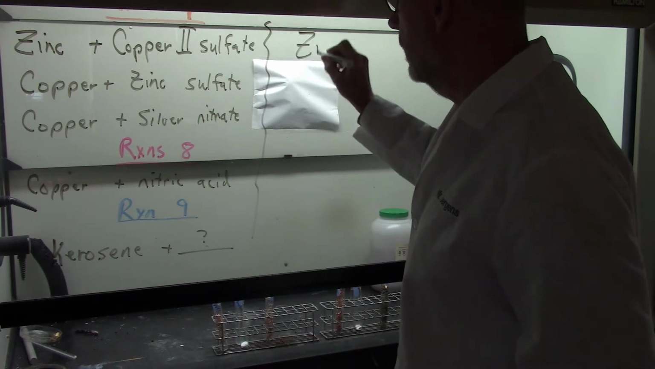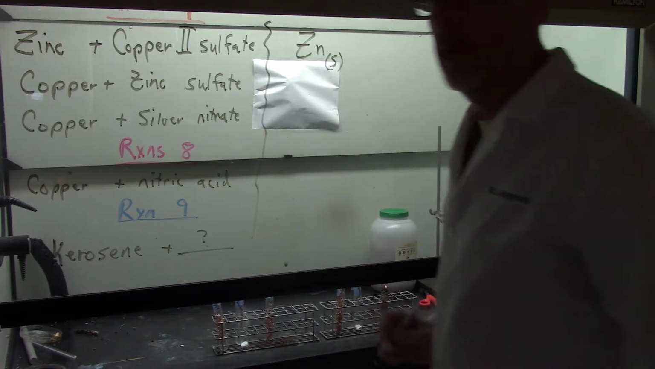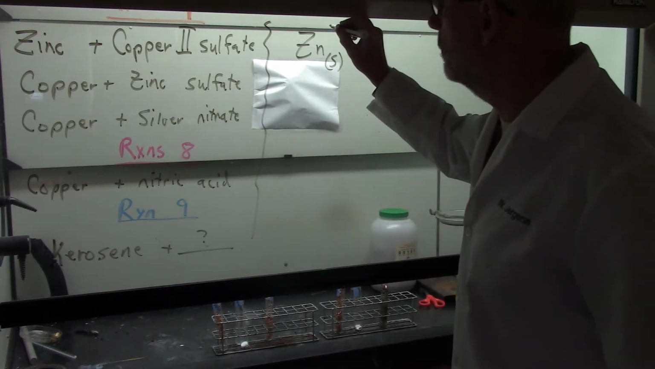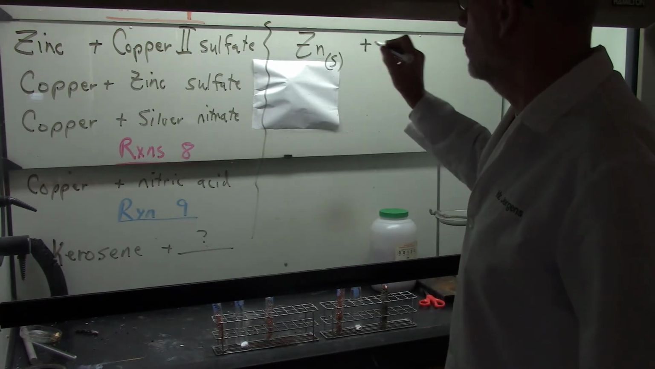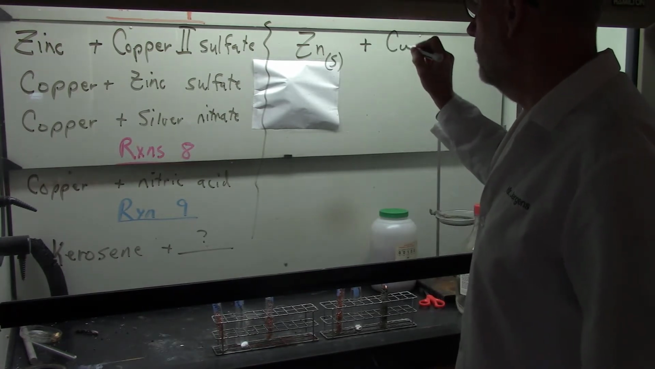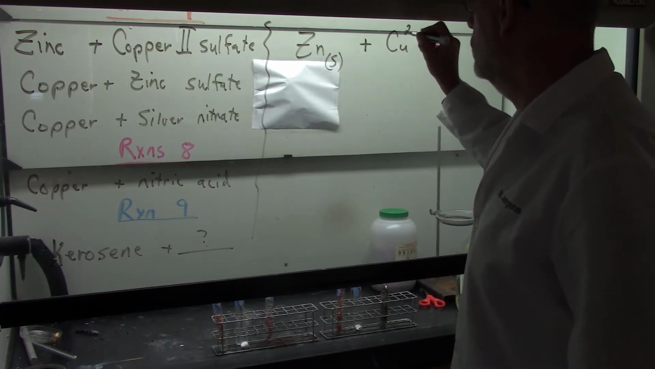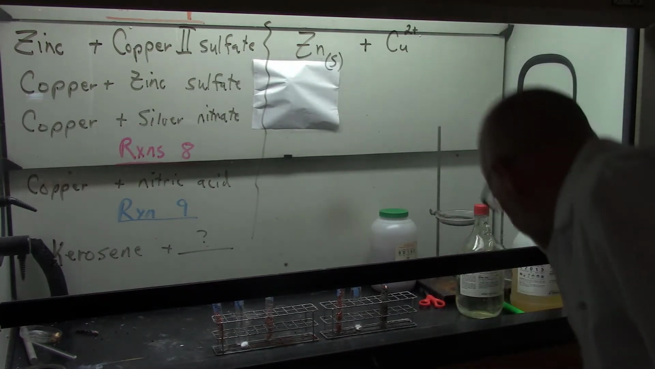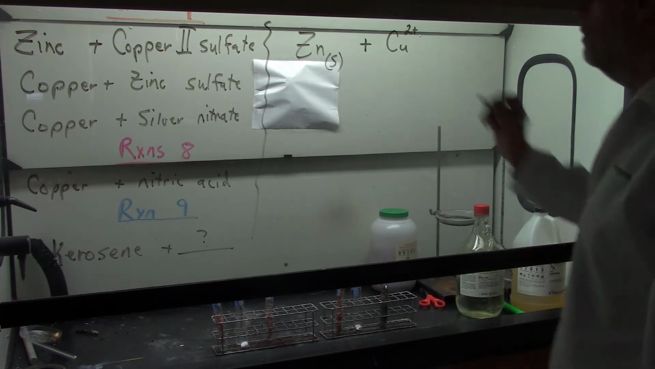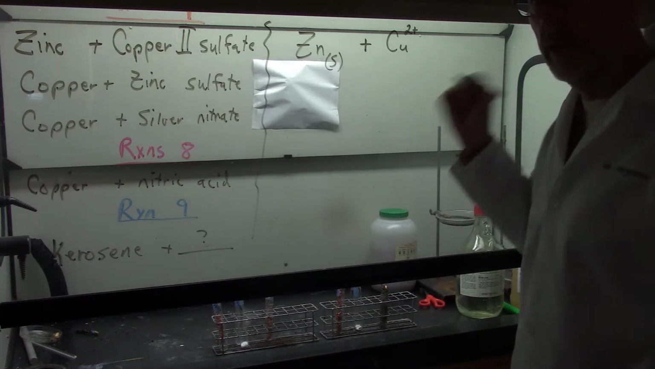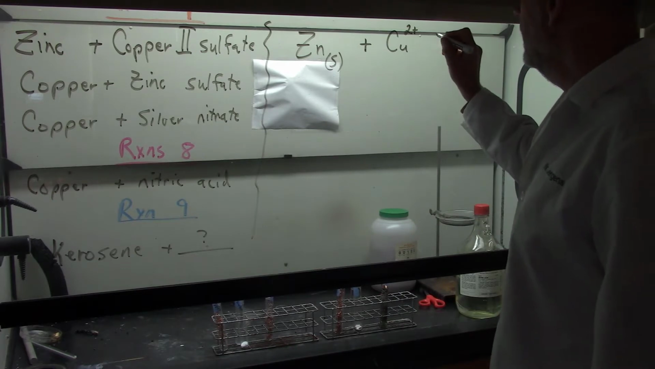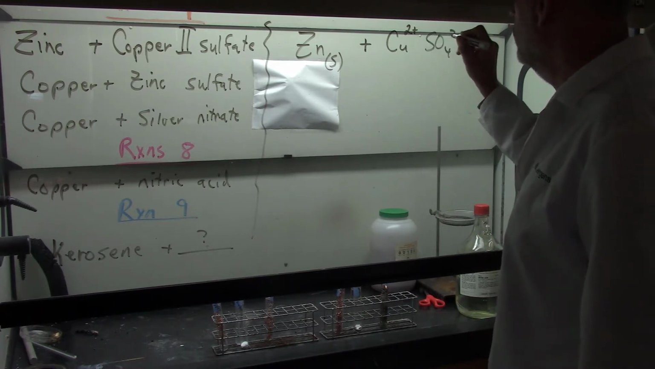Zinc, when it's a solid, S, is the silver. It's a metal, it's got a charge of 0. And then copper 2 sulfate. Copper is from the middle of the periodic table, so we need to use the Roman numeral 2 to tell people that the charge is 2 plus or plus 2. So copper 2 sulfate, and then sulfate, you know that from your flashcards, it's SO4 2 minus.